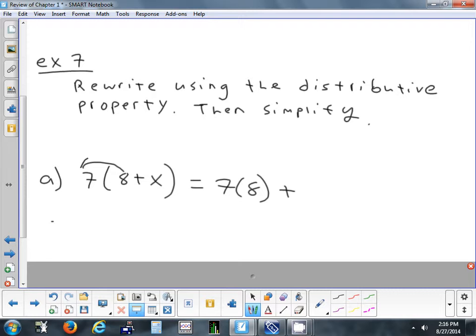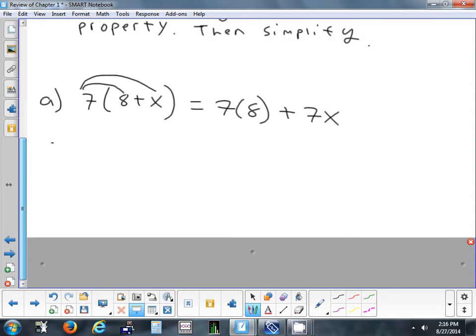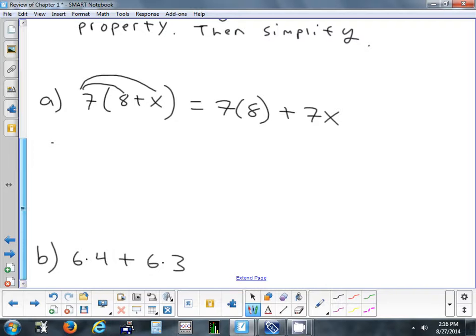Now what do we put? 7 times x. When you multiply a number times the letter, that's all you can do. 7x. Any question on that? Don't we give an answer for it? Oh yeah, 7 times 8. Sure, we can do that out. What's 7 times 8? 56.